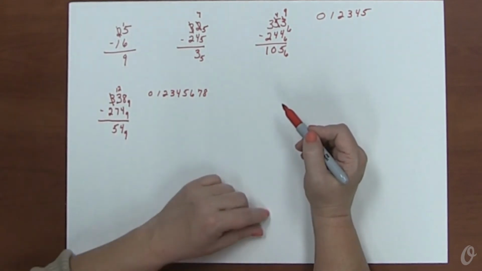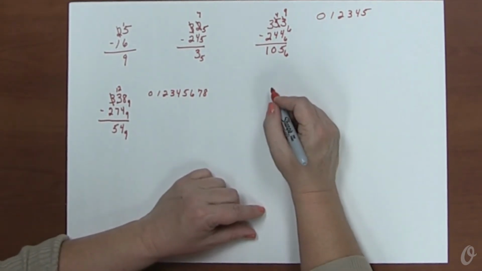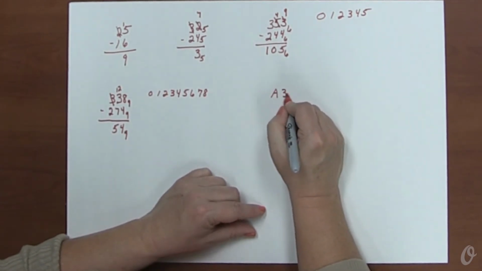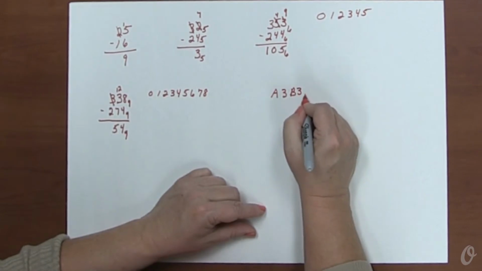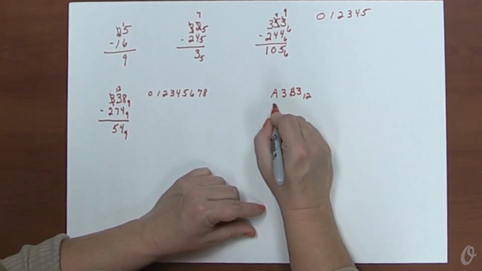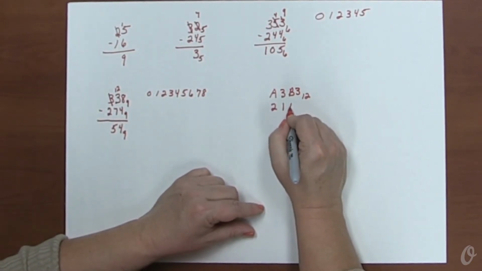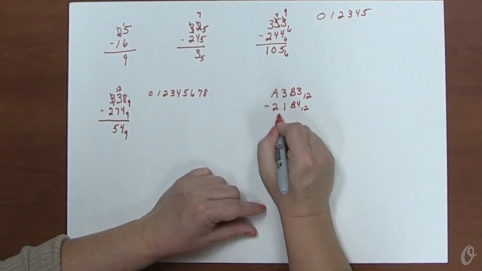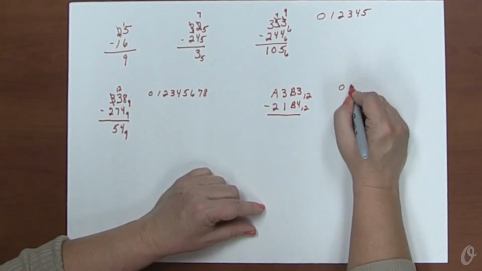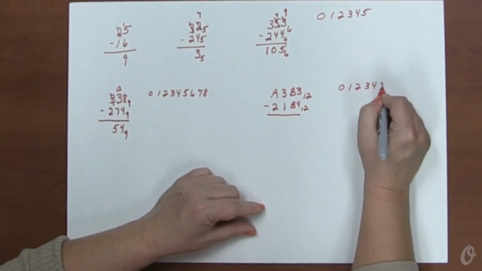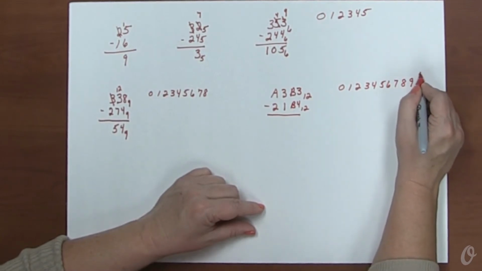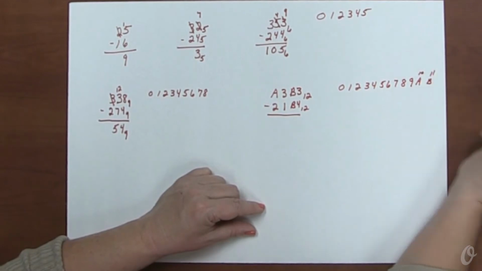Let's try a little bit more of a challenge problem. Let's go to a base 12. A, 3, B, 3, base 12, minus 2, 1, B, 4, base 12. Again, I'm going to go ahead and write out my base 12 so I know what it looks like. 0, 1, 2, 3, 4, 5, 6, 7, 8, 9. Now A is 10 and B is 11.